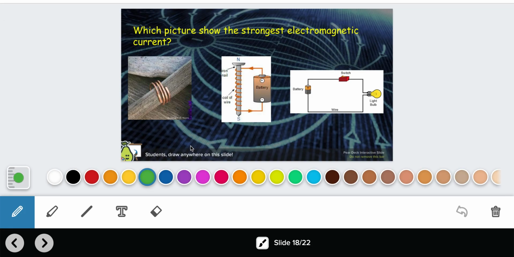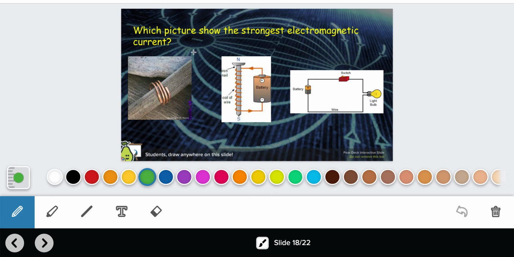So in these 3 pictures, we see some circuits and some copper coils and stuff. Which one has the strongest electromagnetic current? Is it picture 1, picture 2, or picture 3? Okay, I'm hoping that you already have a picture selected.